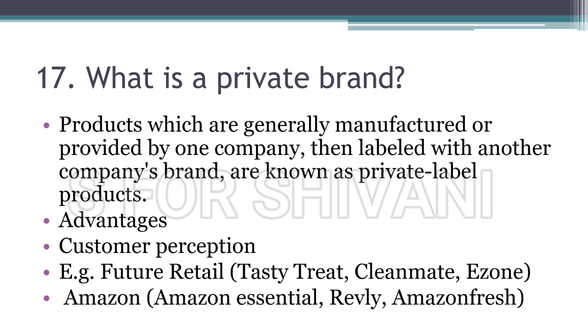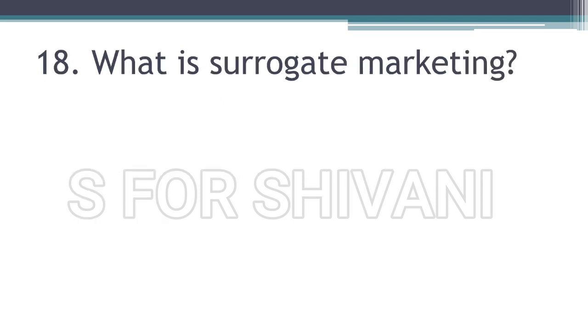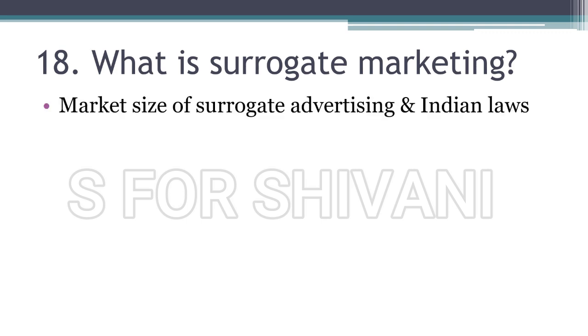Question 18, what is surrogate marketing? So basically, you should know about the sin goods and the banned goods. There are certain goods which you cannot openly advertise in the Indian market, and why? Because there is certain Indian law which prohibits it. The Cable Television Network Regulations Act 1995 prevents alcohol brands from advertising their individual products directly.